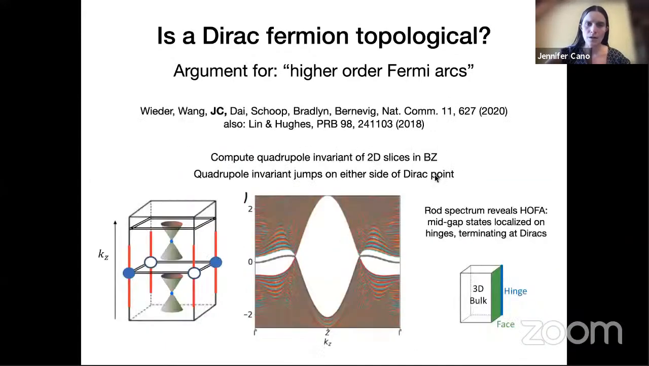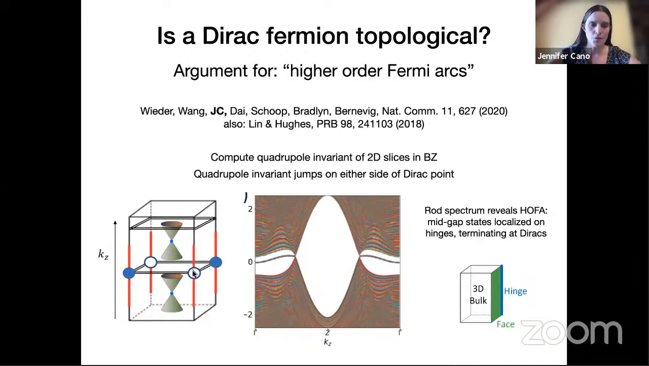Okay, so now coming back to our Dirac material. This is some schematic. These are my two Dirac points. I actually have all those symmetries that I showed on the previous slide. In particular, I already said we need inversion symmetry and four-fold rotation symmetry in order to protect the Dirac points.